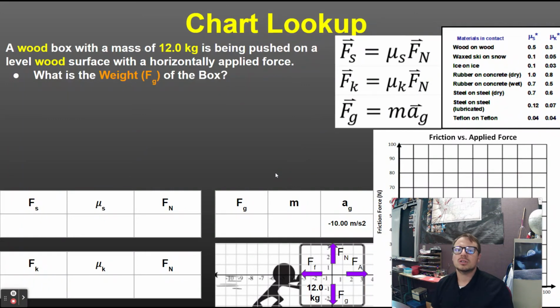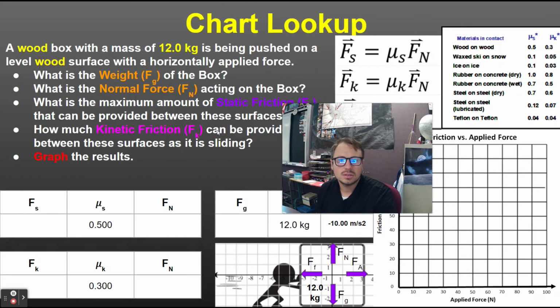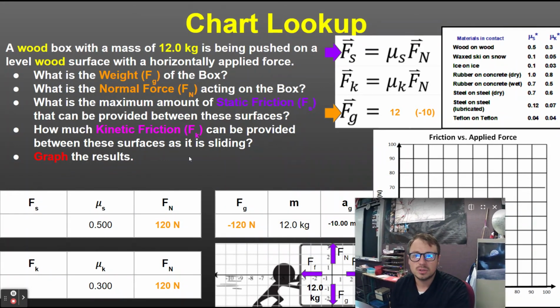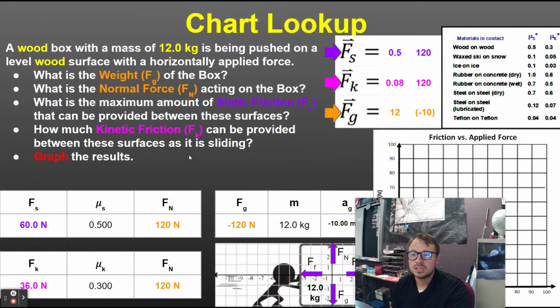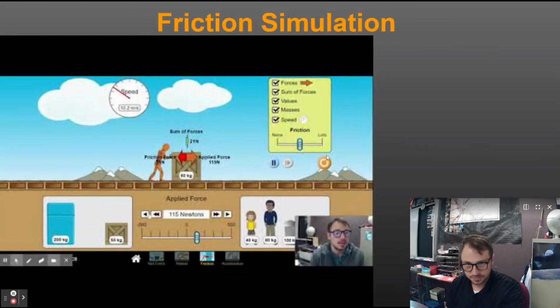Now the last one is a chart looking up the coefficients on that chart. So a wood box with a mass of 12 kilograms being pushed on a level wood surface with a horizontally applied force. What is the weight of that box? What is the normal force? Sorry. It's going to be 120 newtons. And now I have to look this up. So the coefficient of static friction is 0.5, and the coefficient of kinetic friction is 0.3. I can look that up. And then once you do that, you can calculate the maximum amount of static friction and that kinetic friction and then graph it. So that's what it's going to look like.